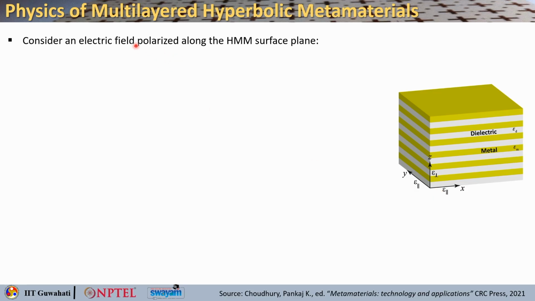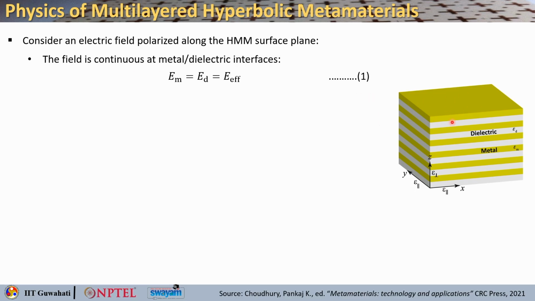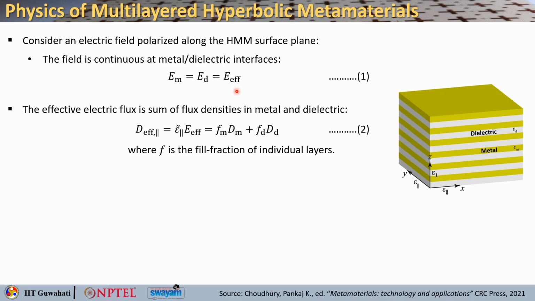So let us first consider an electric field which is polarized along the surface plane. The wave is falling from the top, and the electric field is polarized along the surface plane. In this case the field is continuous at the metal dielectric interface. So you can write E m equals E d equals E effective, where m and d are metal and dielectric, and effective stands for effective here. The field is continuous, so you can see what will be the effective electric flux, that is basically the sum of the flux densities in the metal and the dielectric.